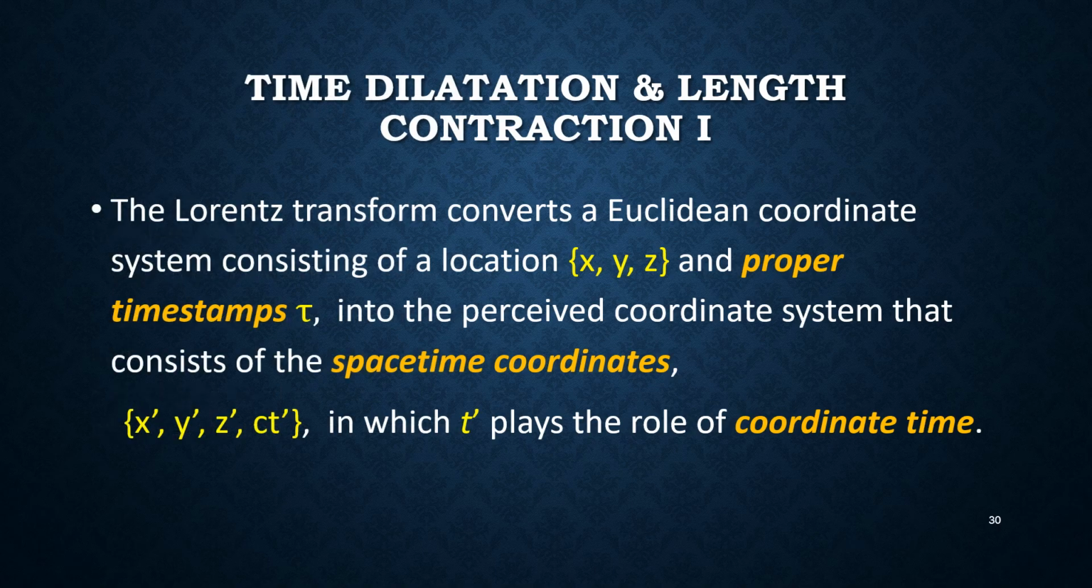The Lorentz transform converts a Euclidean coordinate system consisting of a location x, y, z, and proper timestamps tau, into the perceived coordinate system that consists of the space-time coordinates, x accent, y accent, z accent, ct accent, in which t accent plays the role of coordinate time.